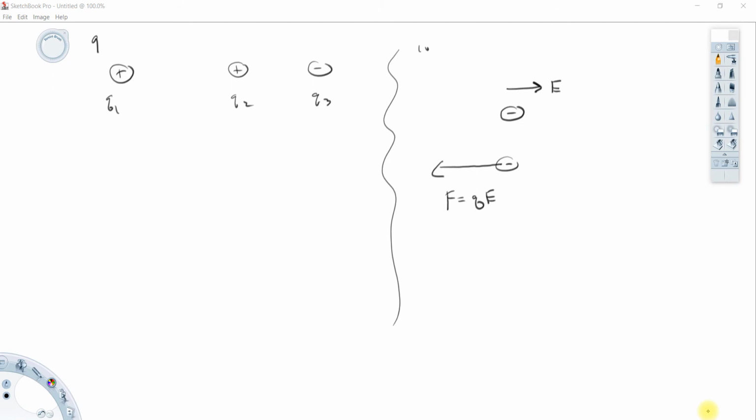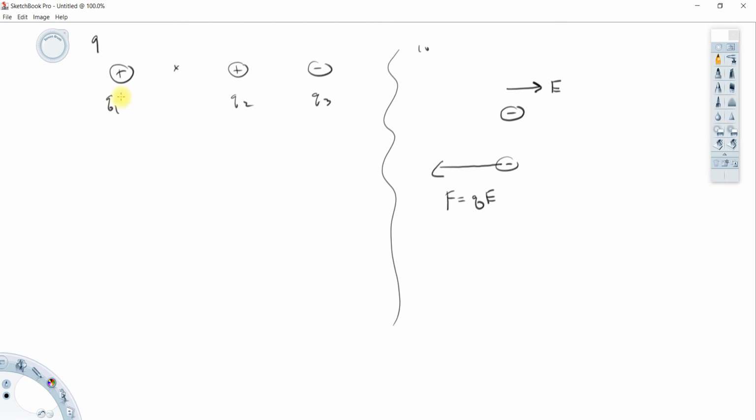I'm making this video to help you out with numbers 9 and 10 in your Unit 4 homework. Number 9 says to find the electric field to the left of the middle charge. They're talking about this one, so that's a point about here.